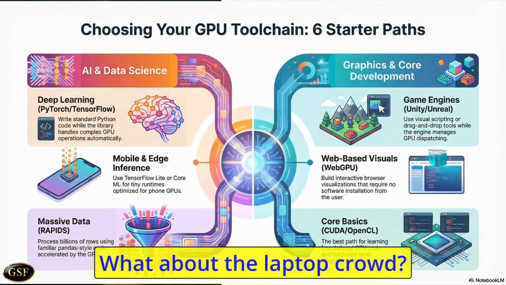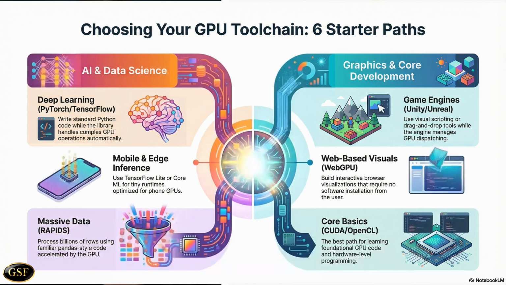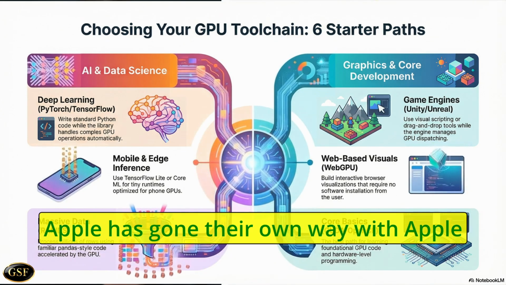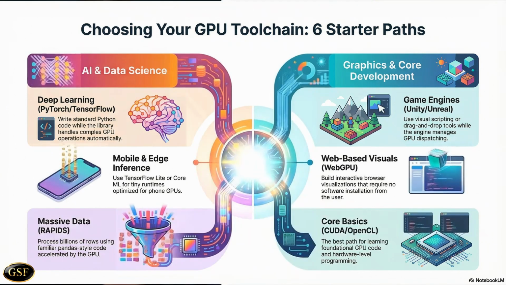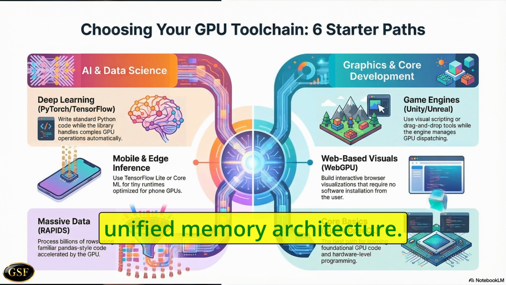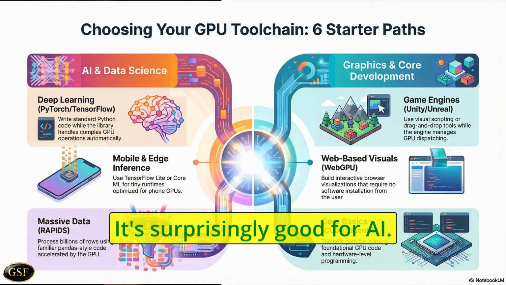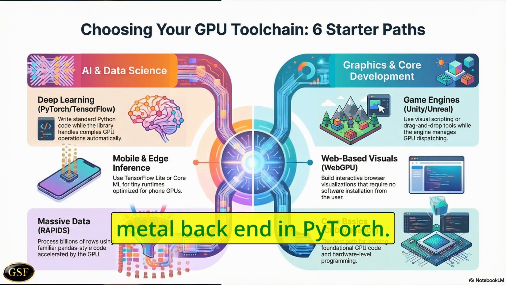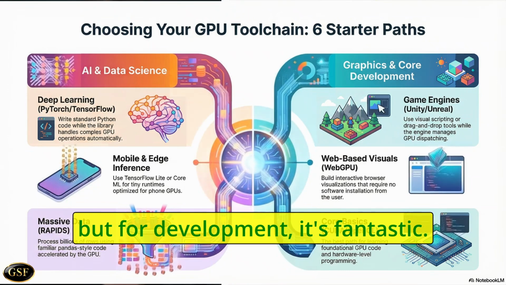What about the laptop crowd? I see gaming laptops are huge, but can I do this on like a MacBook? You can. Apple has gone their own way with Apple Silicon, the M1, M2, and M3 chips. They have what's called a unified memory architecture. The GPU shares memory with the CPU. Exactly. And it's surprisingly good for AI. You just use the Metal backend in PyTorch. It just works. It's not as fast as a giant server card, but for development, it's fantastic.